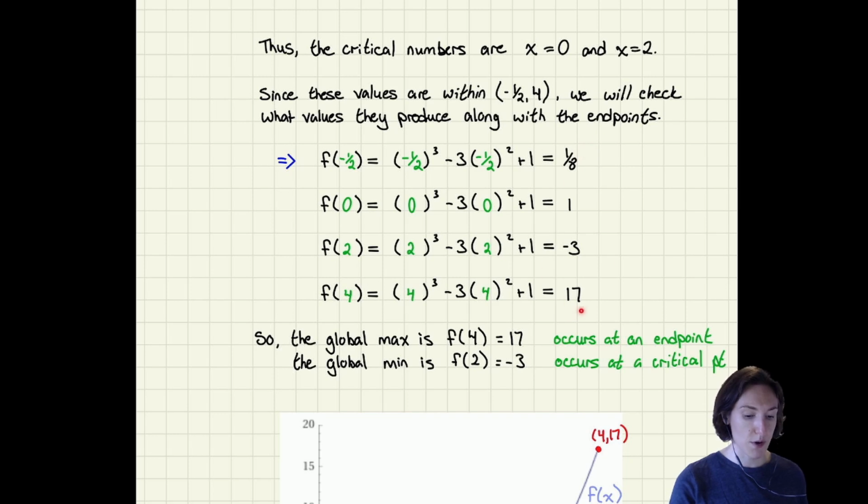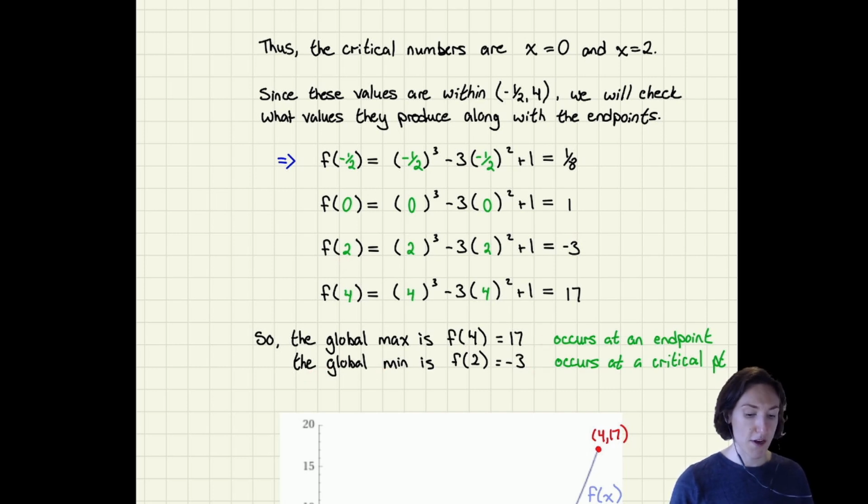I look at my outputs and I say, okay, what's the biggest one? Well, 17 is the biggest. It corresponds to 4. So that's going to be my global maximum. And what's my lowest one? Well, that's -3. That corresponds to 2. So that's going to be my global min.